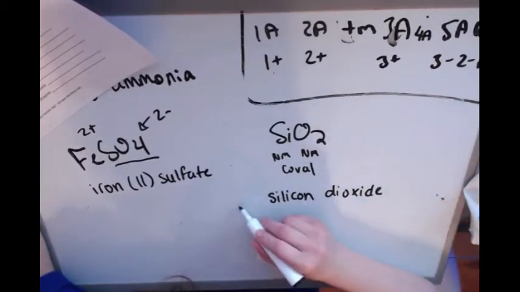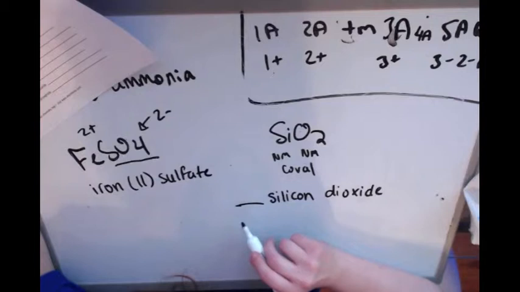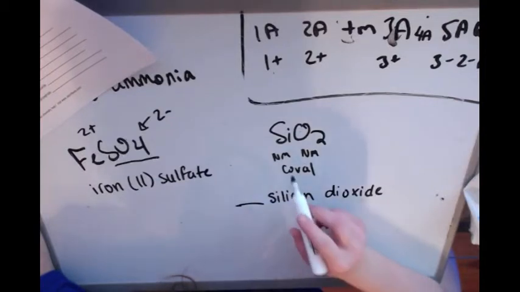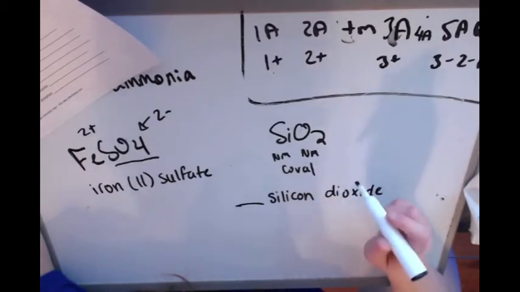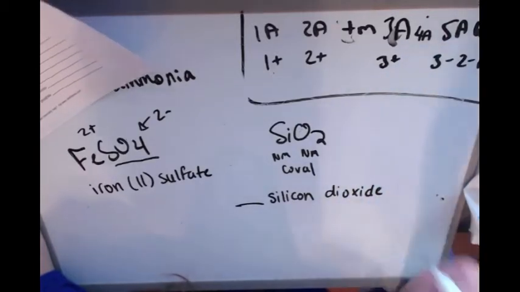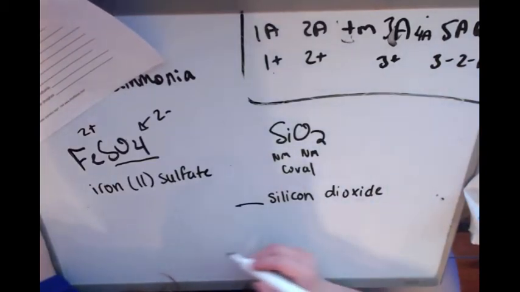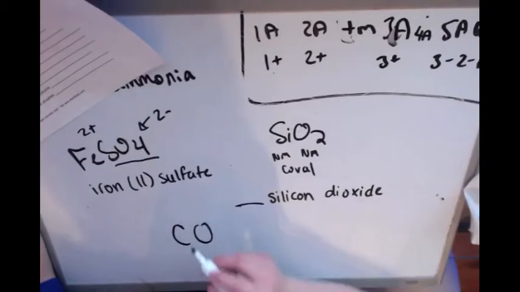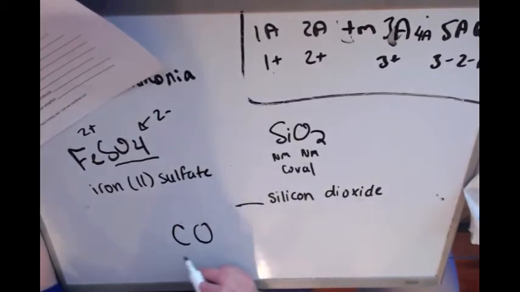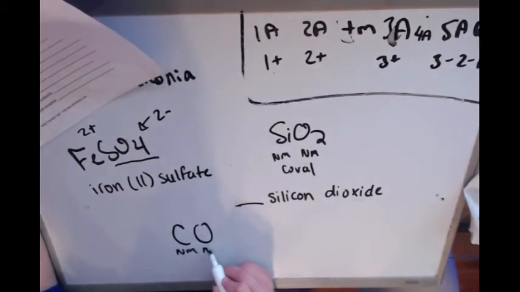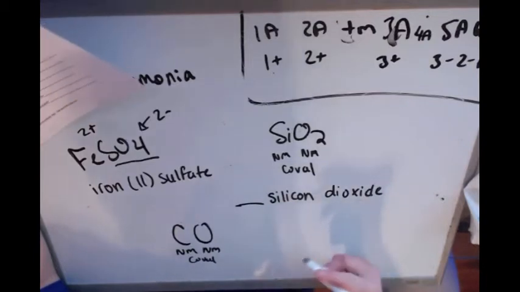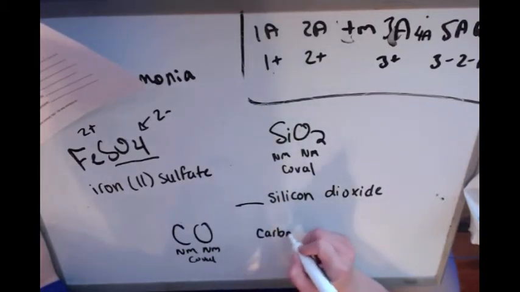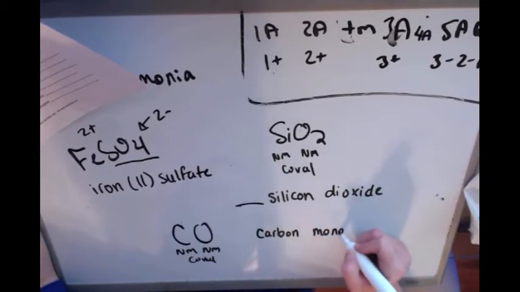One thing to notice is that we didn't put a prefix here. We don't put mono on the leftmost atom, but if there was 1 oxygen, we would put mono on the rightmost atom. Does that make sense? I'll show you an example involving C and O. That's carbon and oxygen. They're covalently bonded because this is a nonmetal and a nonmetal. And what would we call this? I'll give you a hint. It comes out of your car exhaust. So we would call that carbon monoxide.